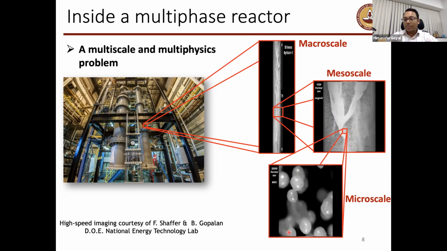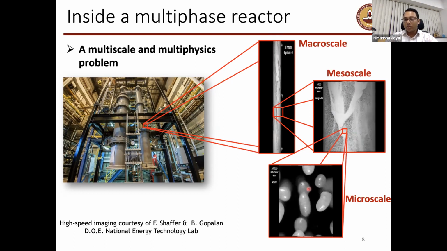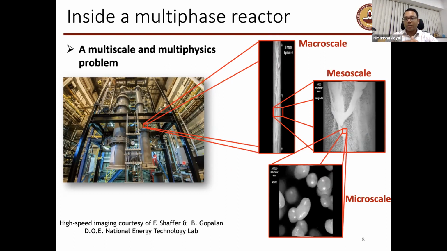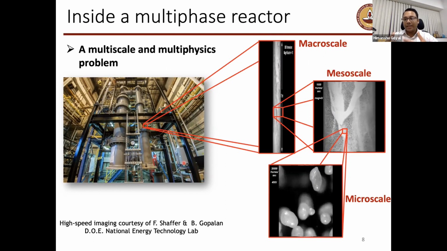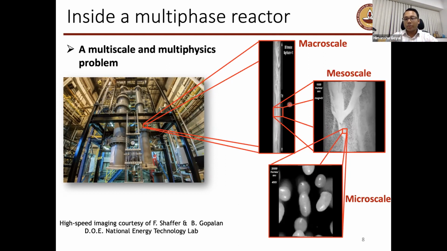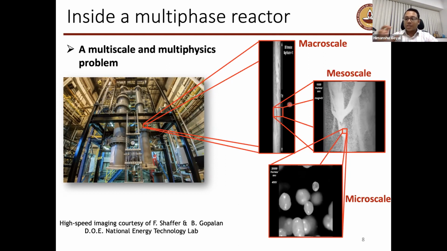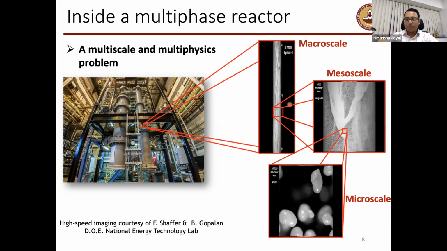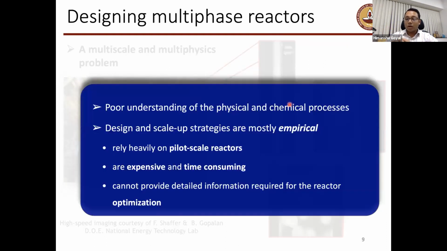The processes happening at the microscale are coupled with the mesoscale and macroscale. So whatever we get out of these reactors, our productivity, yield, or composition of product, depends on the strong coupling between different scales. This makes both experimental as well as computational studies of these systems very challenging. Because of these reasons, our current understanding of what happens inside these reactors is very poor, and most of the design and scale-up strategies of these reactors are empirical.